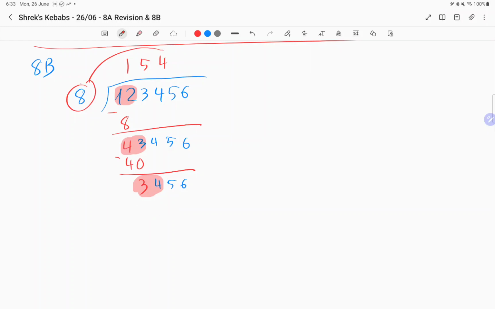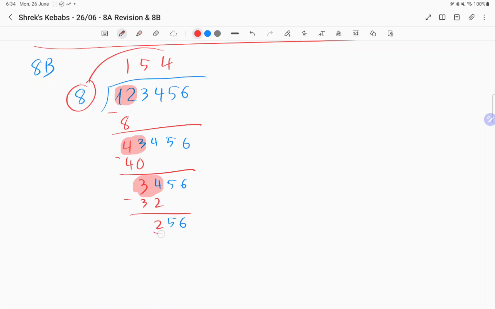Because otherwise, what happens when you put 3 here? It will be 24, and when you subtract it, it's 10. This is bigger than 8. The remainder can't be bigger than the divisor. So that's why this one has to be 4 and this would be 32. Subtract that, and now the remainder is only 2. That's when you start dropping the other numbers.